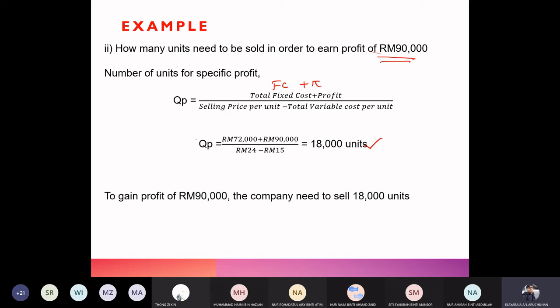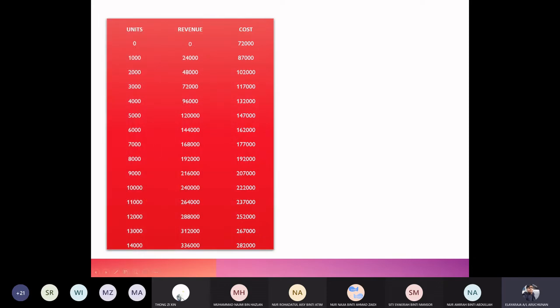Say we are going to express this in the form of a graph. This problem, you're going to illustrate in graphical form. As you can see, this is the unit, revenue and the cost. All right, you already know how much that is.